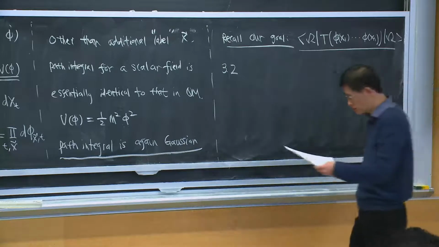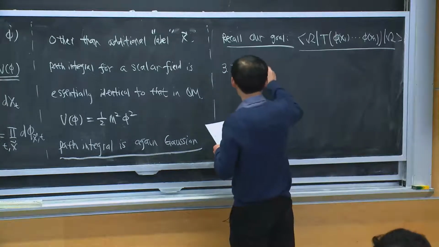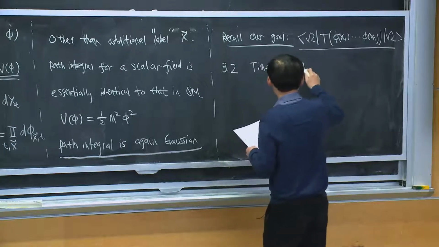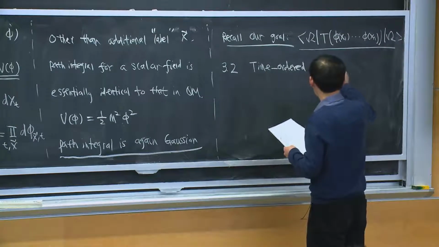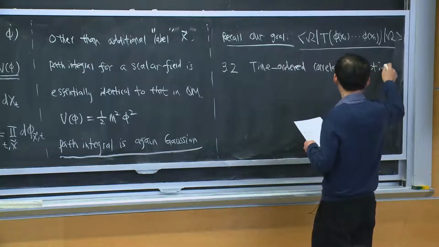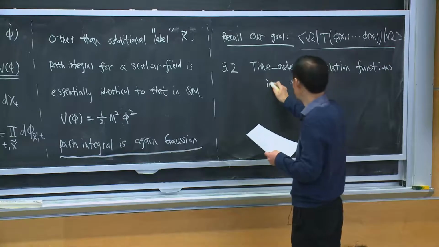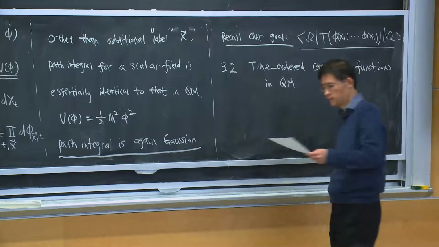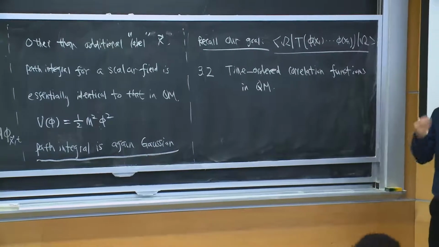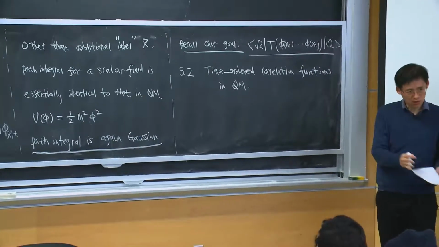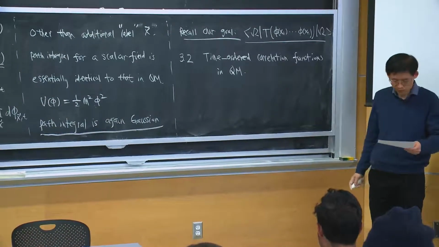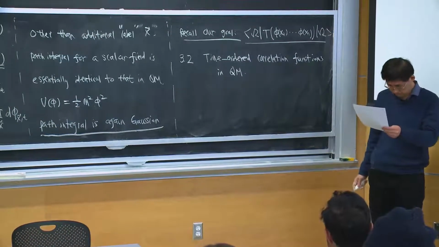Good. So first we talk about the time-ordered correlation function in quantum mechanics. We will be introducing a number of tricks, and those tricks will then be carried over to field theory.